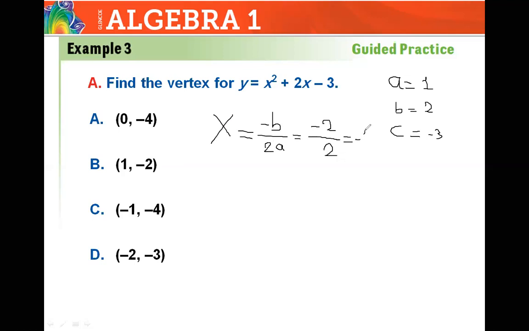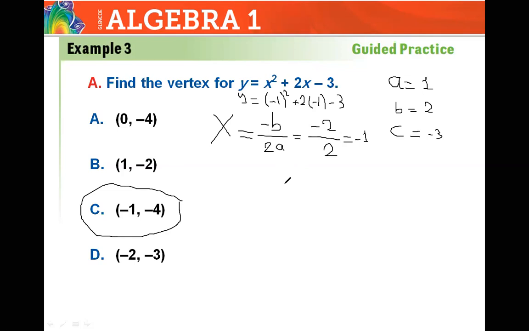which equals -1. So the value of x is -1. We can stand here because all the points start with 0, 1, -2, and this is the only point that starts with -1, the value of x. But we will complete by substituting this value here. So y equals -1 power 2 plus 2 multiplied by -1, minus 3.